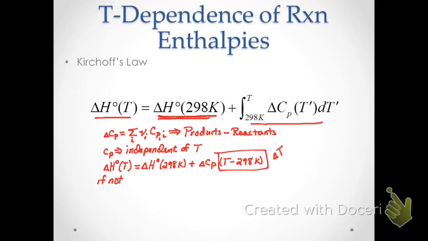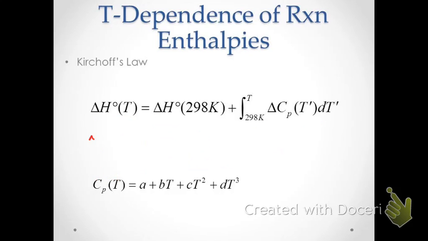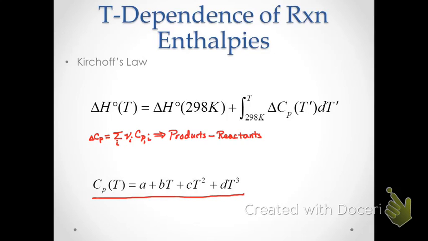Now, if we have a large temperature range, we may not want to assume that the delta Cp value is constant. And so in that case, we actually have to take into account the temperature dependence of the heat capacity. And we may have equations that allow us to do that. They can take on several forms. For example, this particular equation here shows Cp as a power series dependence on temperature for any given substance.